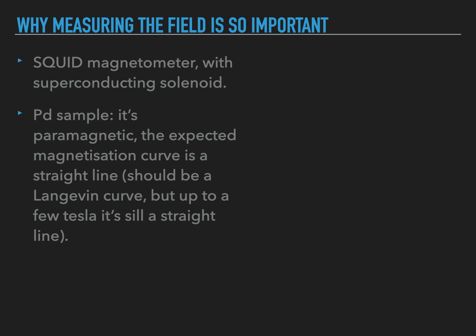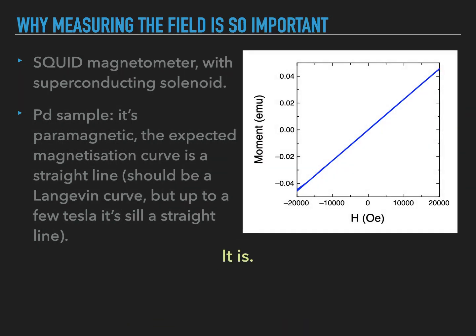Let's take our squid magnetometer, which has a superconducting solenoid. Our sample is not a magnetic material, it is a palladium sample, which is paramagnetic, so the expected magnetization curve is a straight line. Strictly speaking, it should be a Langevin curve, but up to a few Tesla of applied field, it's still a straight line. So let's put the sample in the squid and measure it as a function of field. We expect the magnetization curve to be a straight line. And yes, apparently it is a nice straight line.